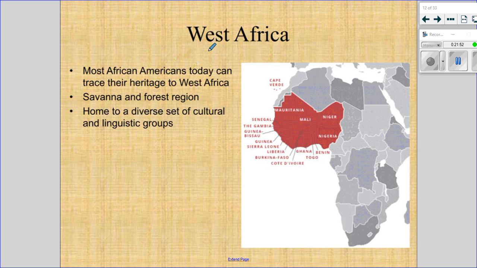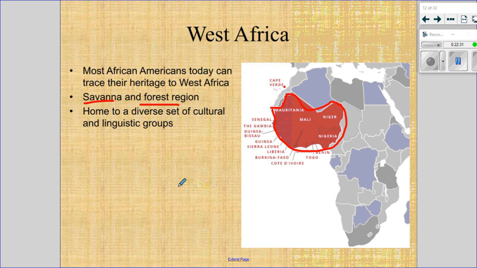Okay, so West Africa. When I talk about West Africa, I'm talking about this specific area here. Most African Americans today trace their heritage to West Africa, particularly the Savannah and Forest region. And there are a tremendously diverse set of cultural and linguistic groups. To give you an idea, even today, there are like 400 different language groups in Nigeria alone.